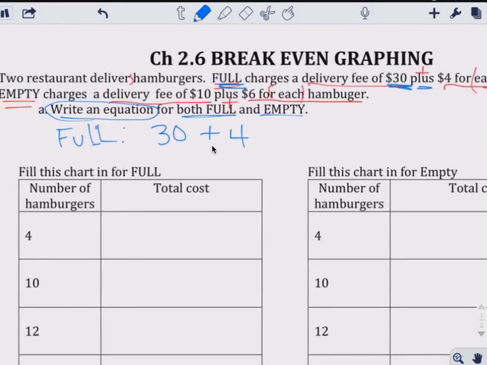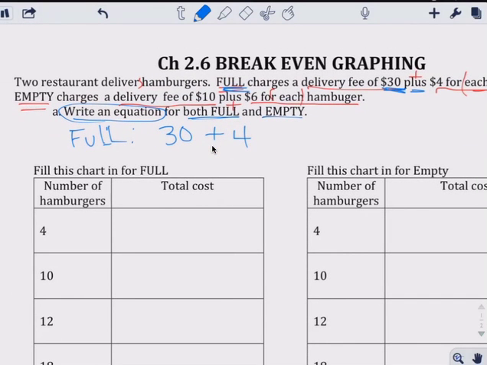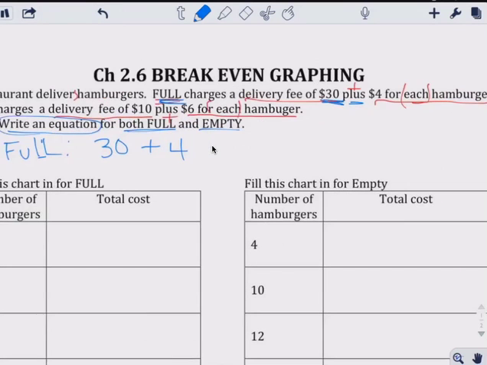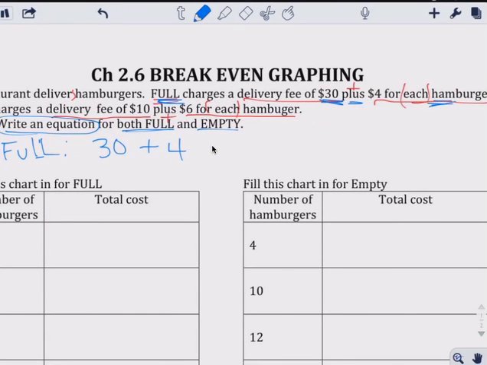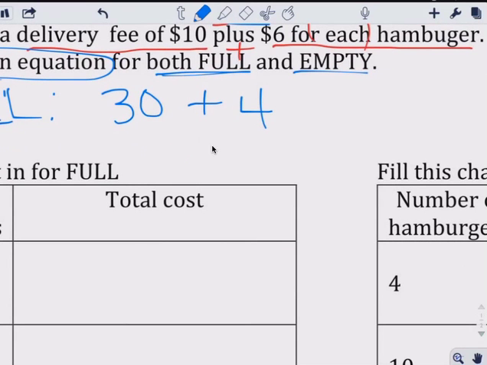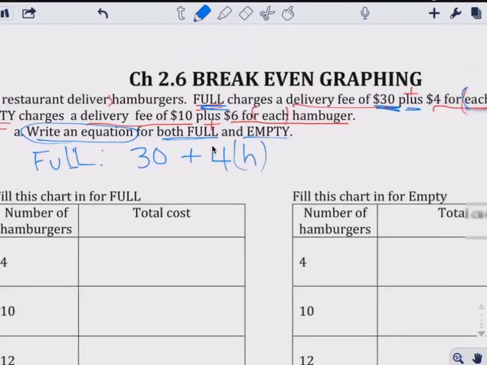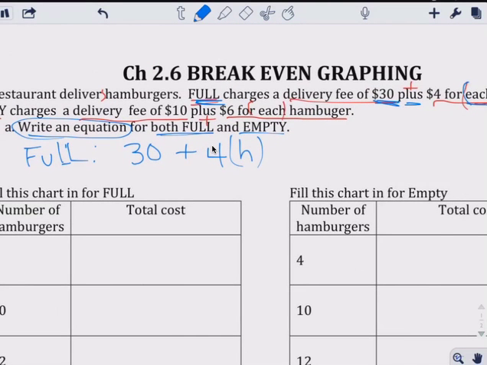Okay, 4 times what? Times H for hamburger, right? Each means times, and there's the word hamburger next to it. So it's times the hamburger. So instead of writing the word hamburger, they put H. Okay? This is not an equation.